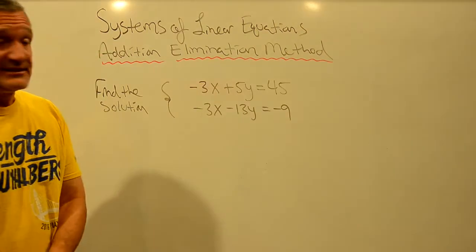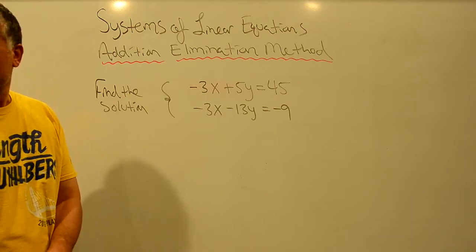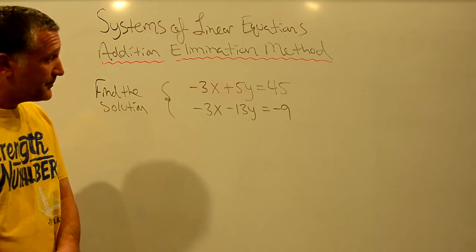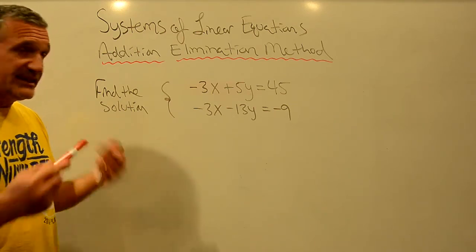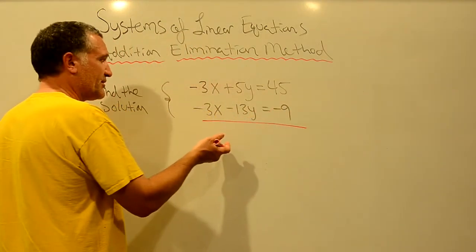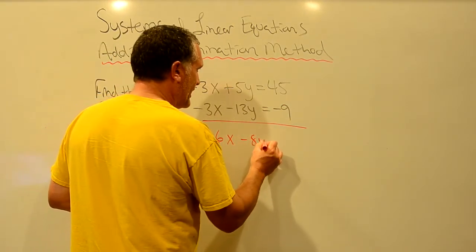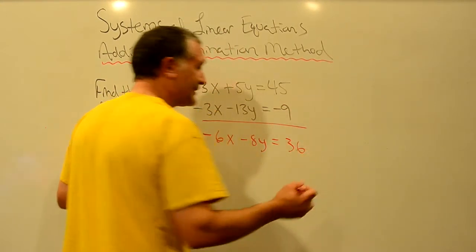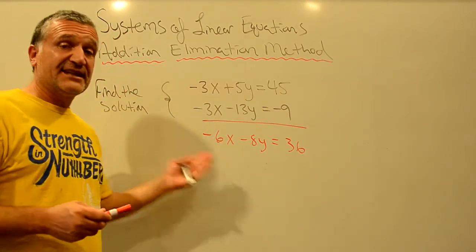So we're looking at a second example where I have two linear equations. -3x plus 5y equals 45, and my other linear equation says -3x minus 13y equals -9. Now, both these equations are already in standard form. There's a little twist here. Unlike the last example, if I added these two equations together, I'm going to end up with -6x minus 8y equals 36, what is 45 minus 9? 36 off the top of my head. My worst skill. In any event, that doesn't help me at that point.